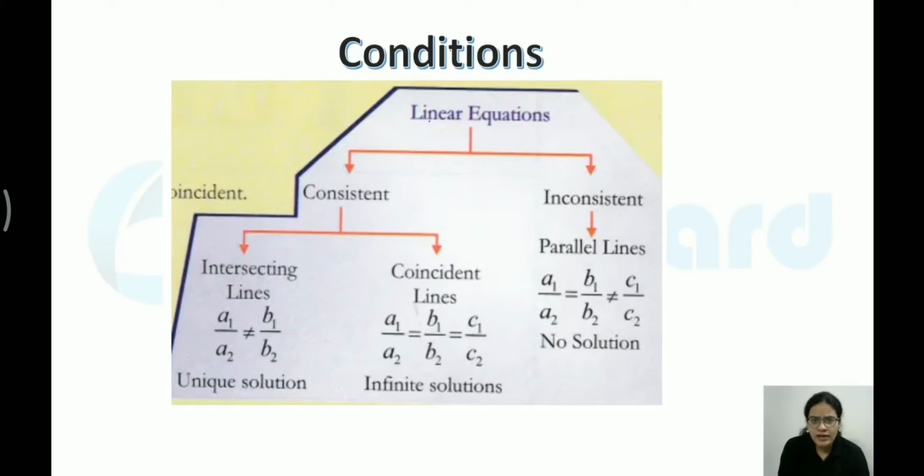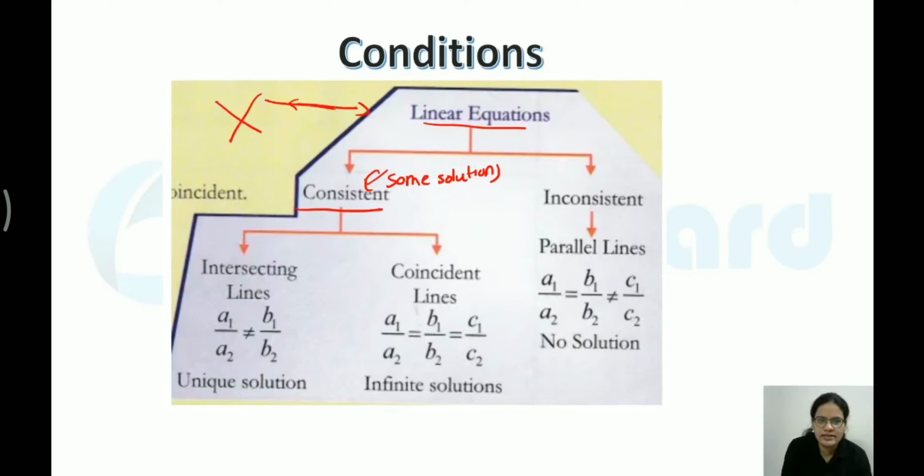Now when I give two linear equations, they are basically classified into consistent and inconsistent. Now what is the meaning of consistent? When you have some solution. Okay, when you have some solution, that is called a consistent line. You may have infinite, you may have one, so one is lying on the other. Both of these are consistent.